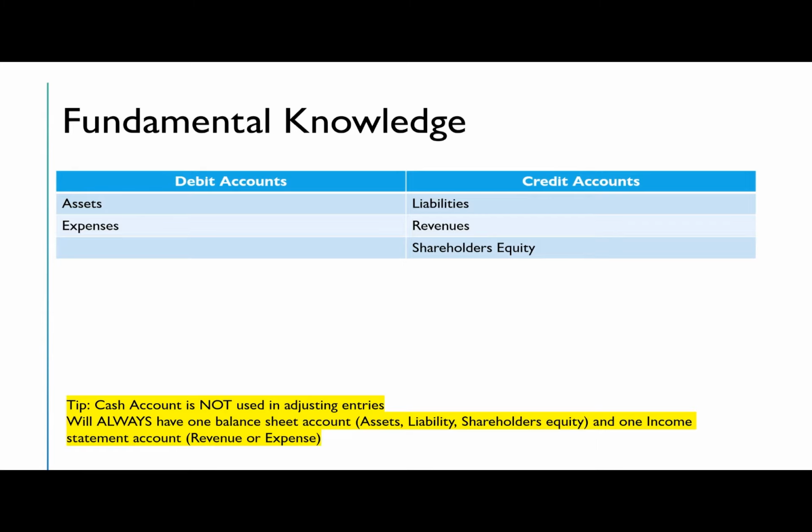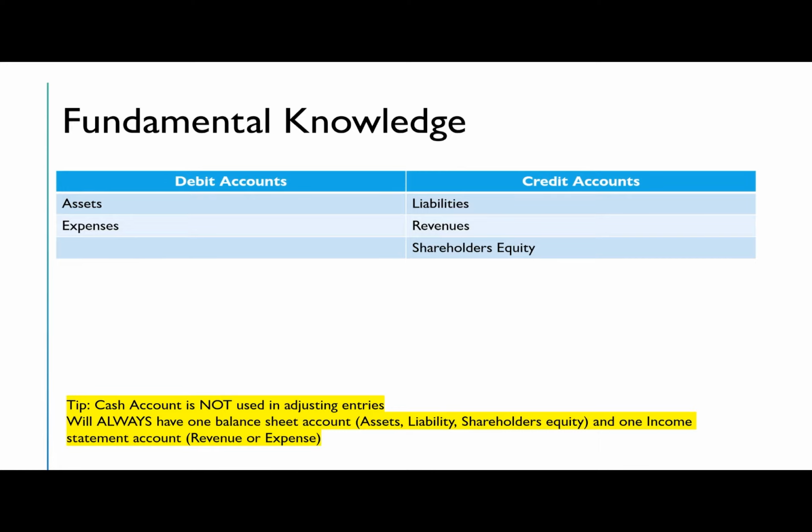So on the debit side, you can see assets and expenses, and on the credit side, you can see liabilities, revenues, and shareholders' equity, where debit accounts go up when they're debited and go down when they're credited, and vice versa for credit accounts. When I was learning, I made the mistake of using the cash account in adjusting entries.